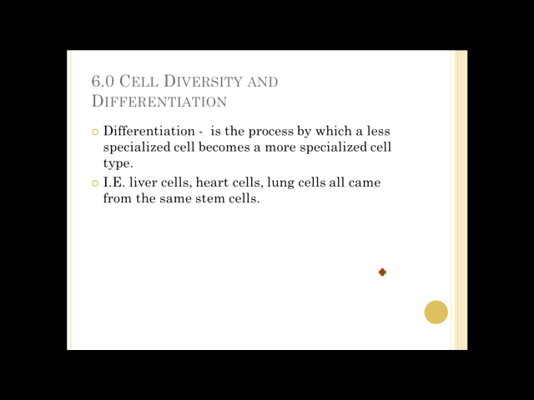Cell diversity and differentiation. Differentiation is the process by which a less specialized cell becomes a more specialized cell type. An example of this is liver cells, heart cells, lung cells. They all come from the same cells. So when a cell starts off, until it knows what it wants to do in life, it's a blank. I don't know what I want to be. It isn't until the DNA comes out and says, well, I wanted you to be a heart cell.